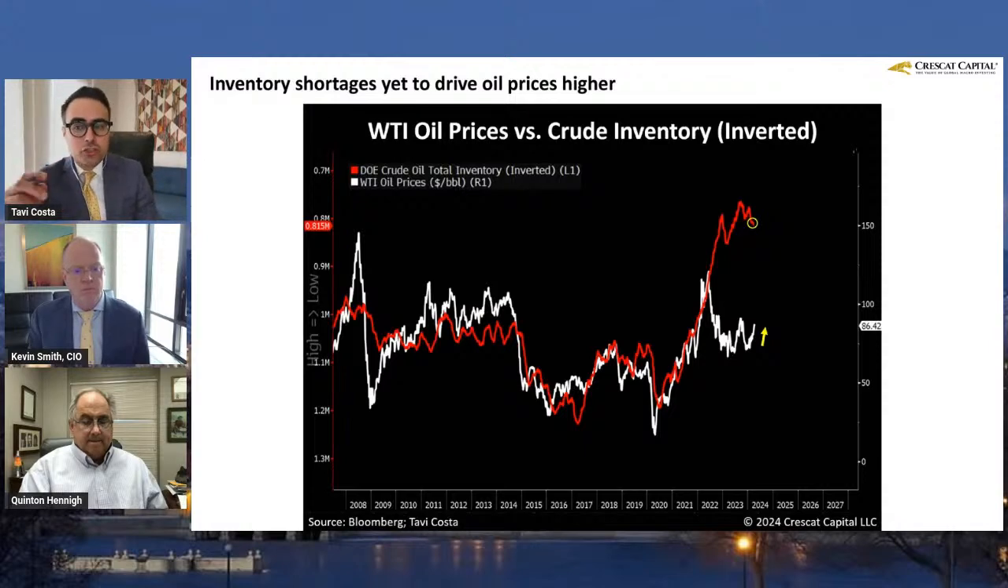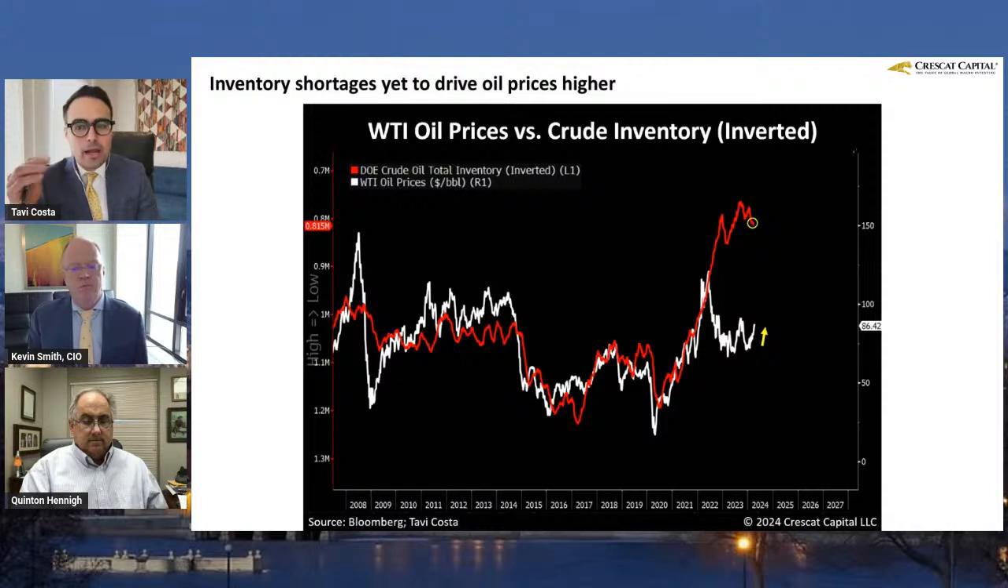And so in this chart, you're seeing an inverted line of the crude inventory. If the red line is increasing here, it means that they're selling strategic petroleum reserves and other types of inventories that they hold. I'm referring to the U.S., and the white line is just showing WTI oil prices. And so there's a catch up for oil prices still to do, in my view.